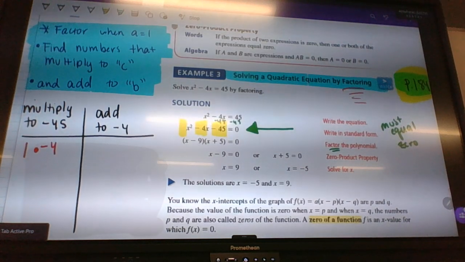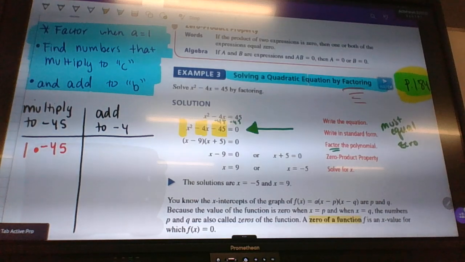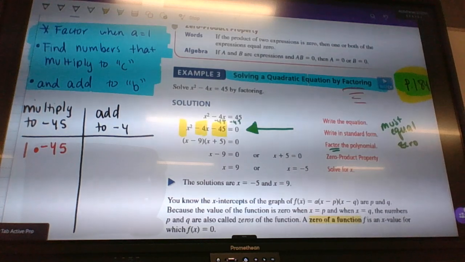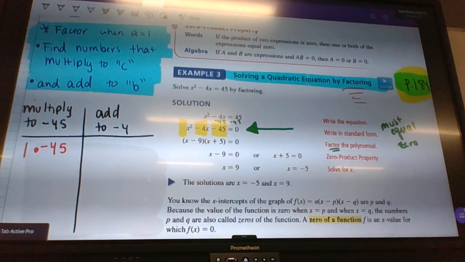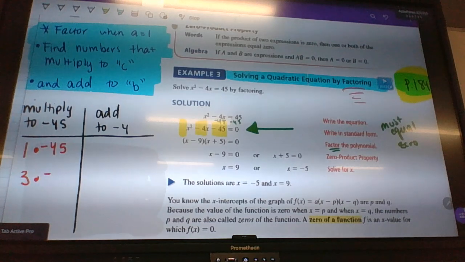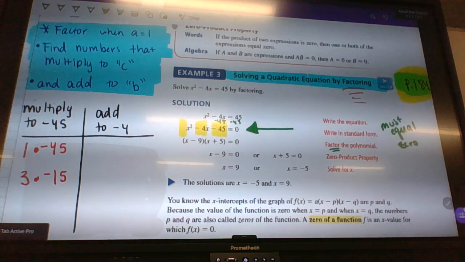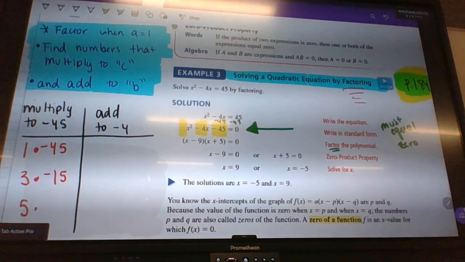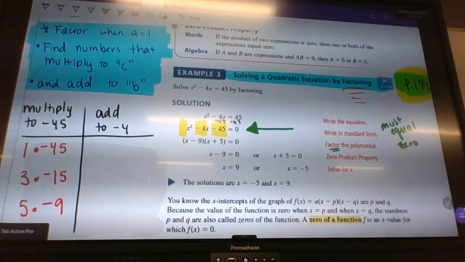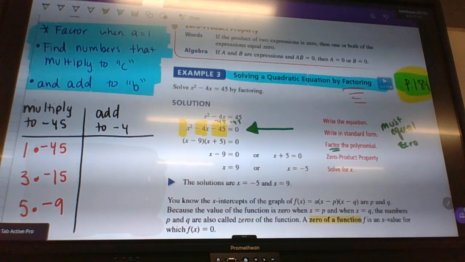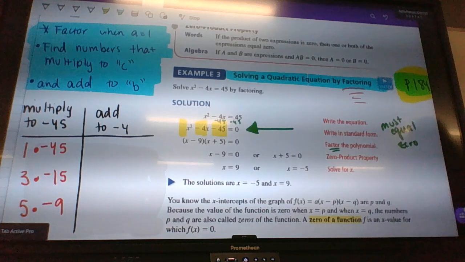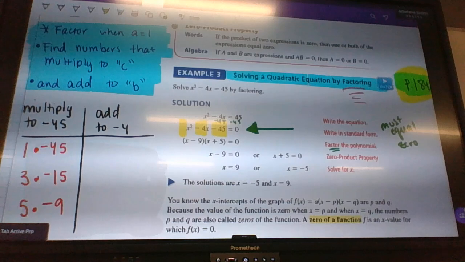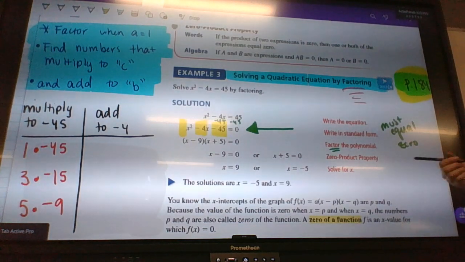There's 1 times negative 45. 2. Does 45 divide by 2? I'm going to check my calculator. No. Does 45 divide by 3? Actually, it does. We could do 3 times negative 15. Does 45 divide by 4? No. Does 45 divide by 5? It's 5 times negative 9. I think that's it. That's everything that 45 divides by. So I list all the factors of the C value, and then I try to add them together to see which ones will combine to be the B value.